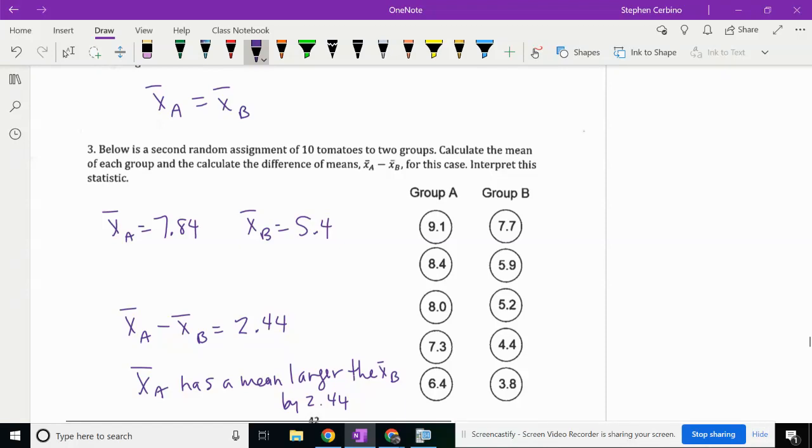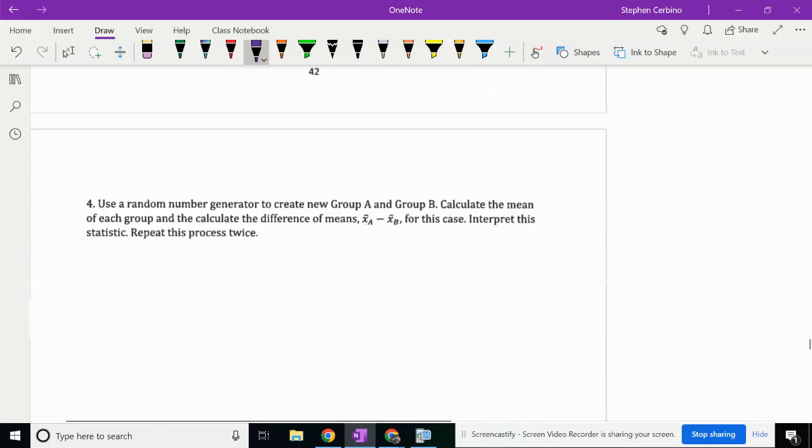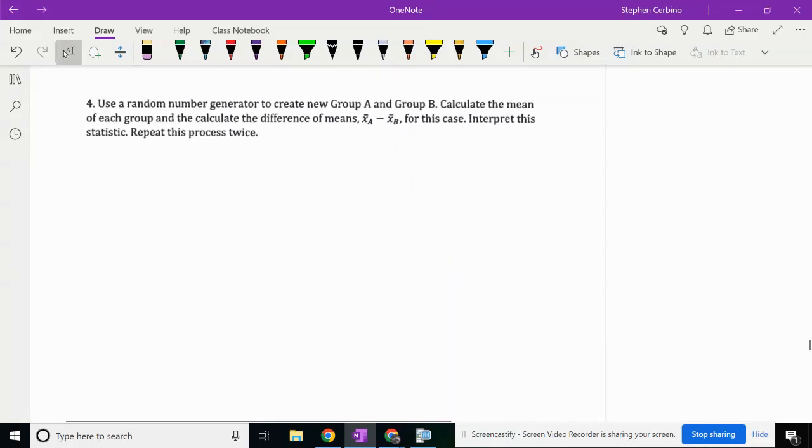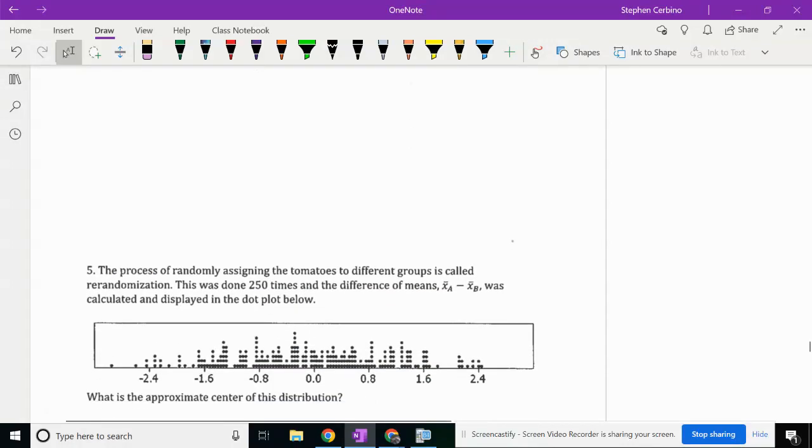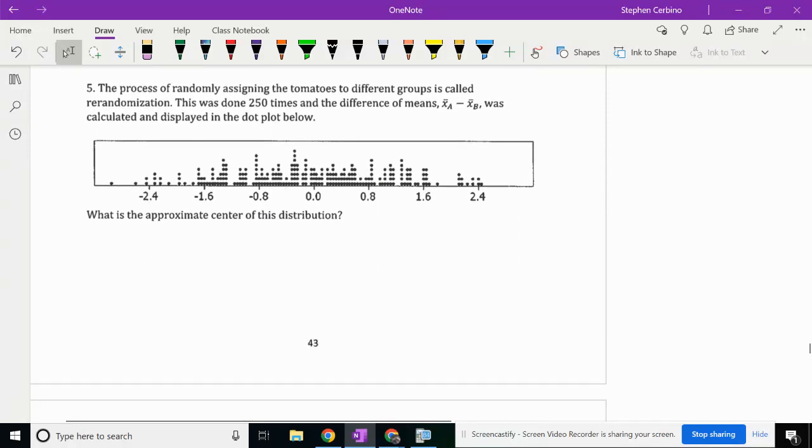So on the top of the next page, if we were in class together, I'd have you use the random number generator on your calculator and re-randomize this a couple more times to get more samples. Luckily, we're able to do this on the computer. So I've already computer generated a randomization of these 10 tomatoes a bunch of different times, 250 times to be exact. These dots represent the difference of sample means of those re-randomizations.